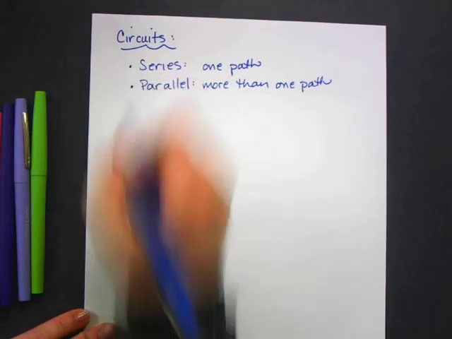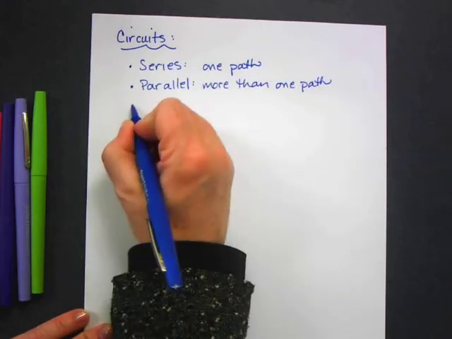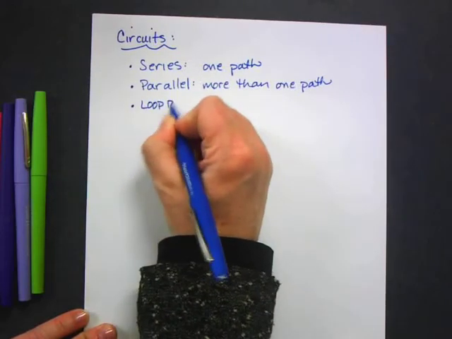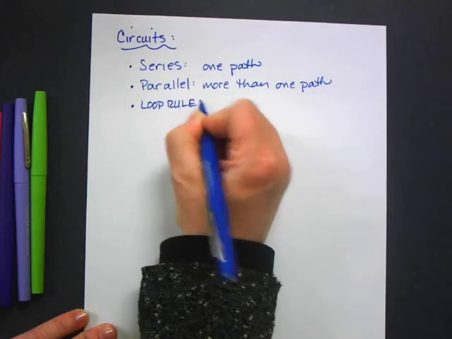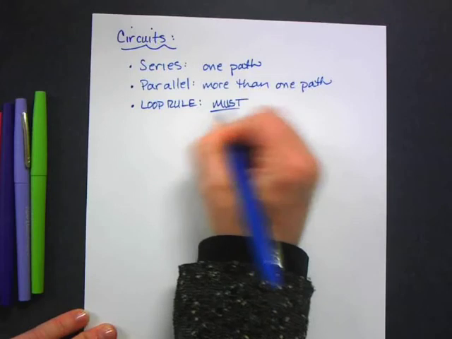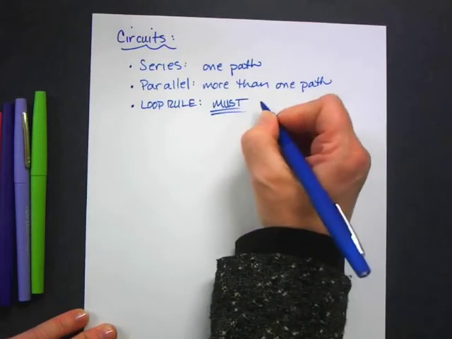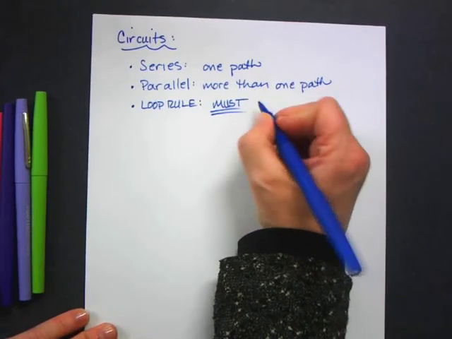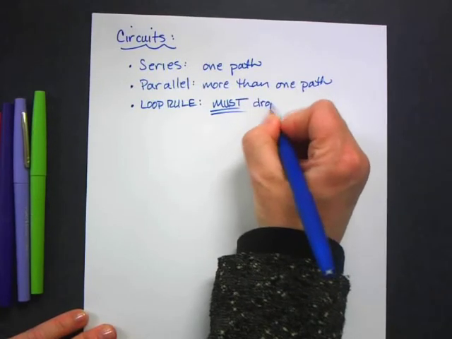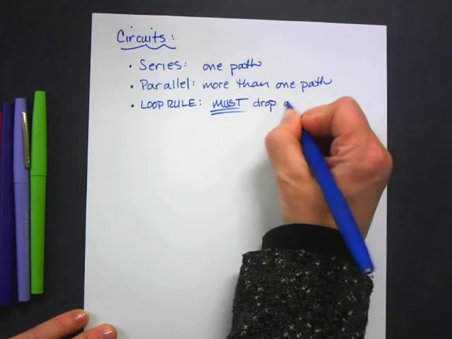We're going to follow a couple of other fundamental rules when analyzing these circuits. There's the loop rule, this is a review. The loop rule says you must, and I'm going to use the correct electrical engineering term, you must drop all voltage.